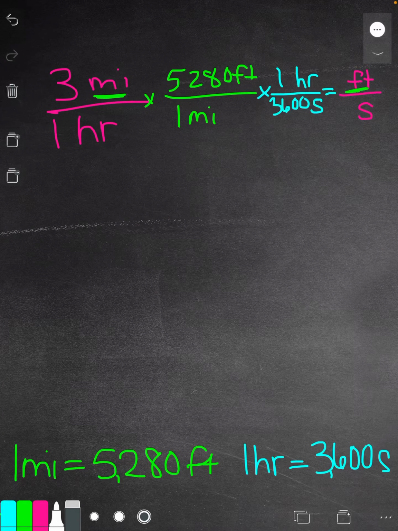All right, miles. I'm looking at miles first. Is there anything else here that is the same as miles? Yes, there's a mile on the bottom. I can cancel those out. Okay, so now let's look at feet. Feet, do I have any feet on the bottom? No, we're good. Hours, do I have any hours on the bottom? Yes, I do. Those can cancel. I'm going to rewrite my problem here.